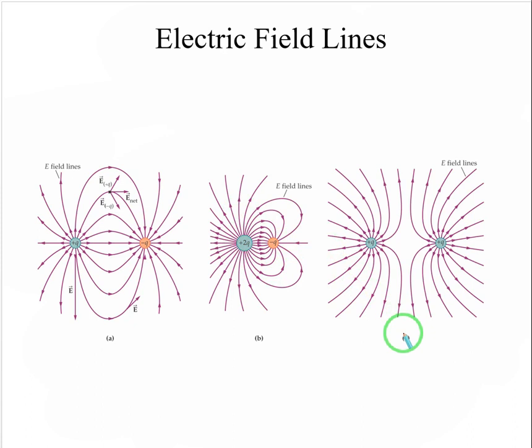Then in figure C, we have both positive charges. We have the same charges. Same charges always repel each other. So if you can see, it's coming to here. Since both are positive, both are going to repel each other. When they repel each other, the direction is going to be in this way. So these are the electric field line characteristics.